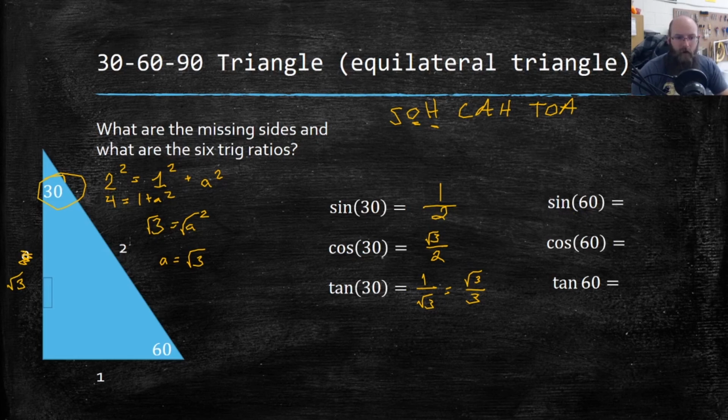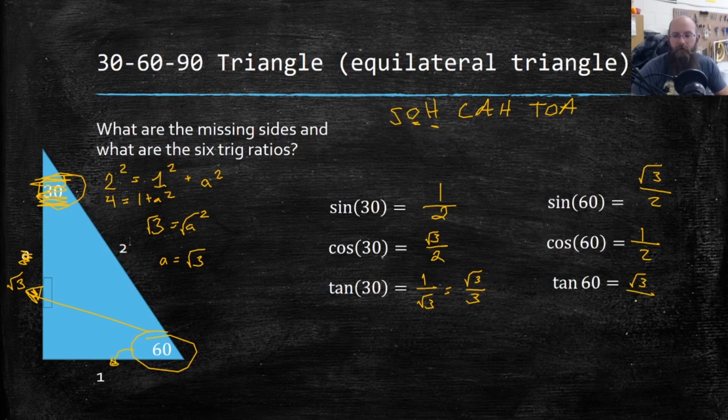Okay. Now, let us do sine of 60. So now I don't care about that 30 anymore. I'm all about this 60. Sine is opposite over hypotenuse. So what's opposite of 60 now? Yep, square root of 3. And hypotenuse, still 2. Cosine, what's adjacent to my 60-degree angle? 1. And what is the hypotenuse still? 2. And tangent, TOA, opposite over adjacent. What is opposite of 60? Square root of 3, right? That is opposite of that angle. And then what is adjacent to it, or next to it?